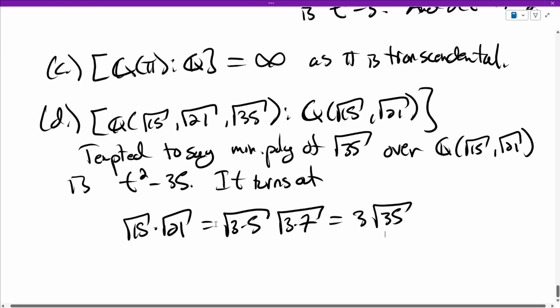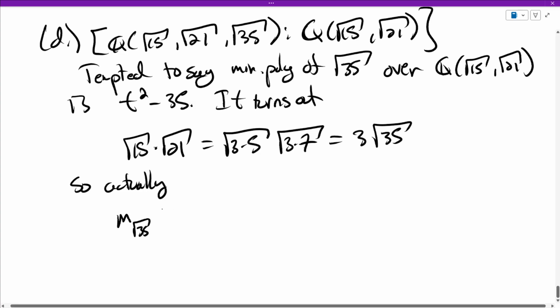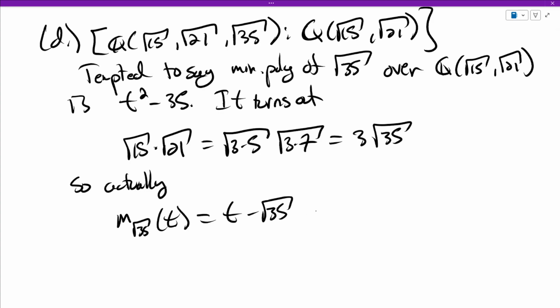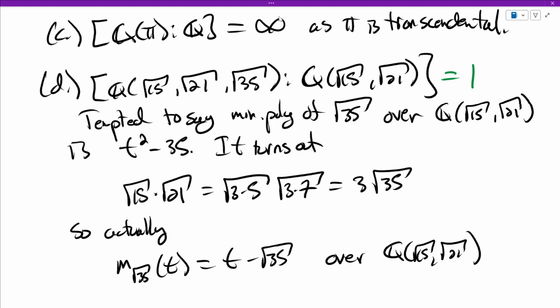So actually, the minimal polynomial of root 35 is actually t minus root 35 over this field Q adjoin root 15, root 21, because root 35 is in the field. You can build it with the guys that you have. So what's the degree of this extension? The degree of this extension is 1. So we do have to be careful that the elements that we're adding are actually new. We have to actually be able to do the math.